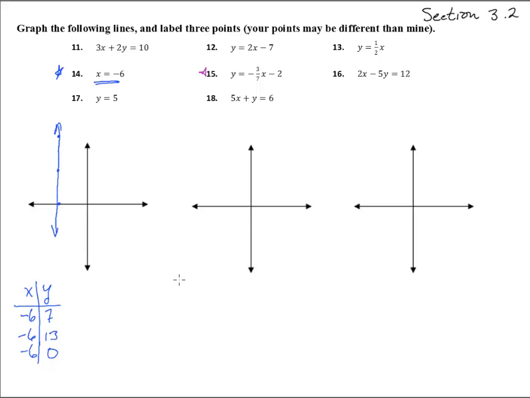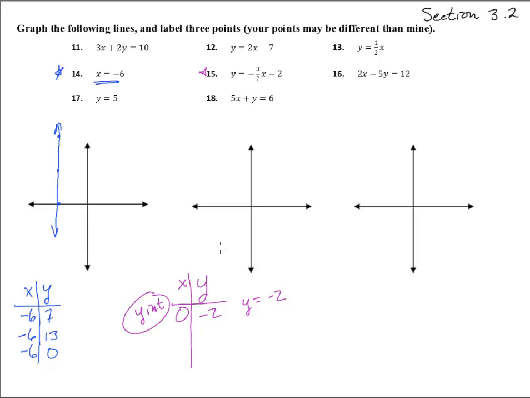Y equals negative 3/7 x minus 2. Let's find 3 points. What do you think I'm going to pick? Yep, that's right. We're going to pick a 0. So we get y equals 0 minus 2. Look at that, the y-intercept. Let's write that down.